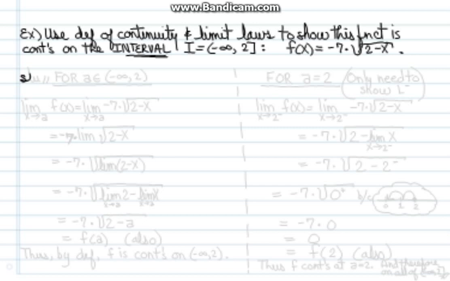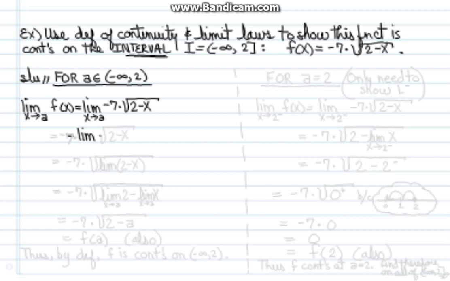We're going to break it up into two pieces. First, for our solution, we consider a on the open interval from negative infinity to 2 open, so we're not including 2. For that, the limit as x approaches a on this open interval of f of x is the limit of negative 7 times the square root of 2 minus x. Now bring the negative 7 out in the front: negative 7 times the limit of the square root of 2 minus x. As I explained, the function 2 minus x is going to be non-negative under the radical when you evaluate it for any a on this interval, so you can take the limit under the radical.